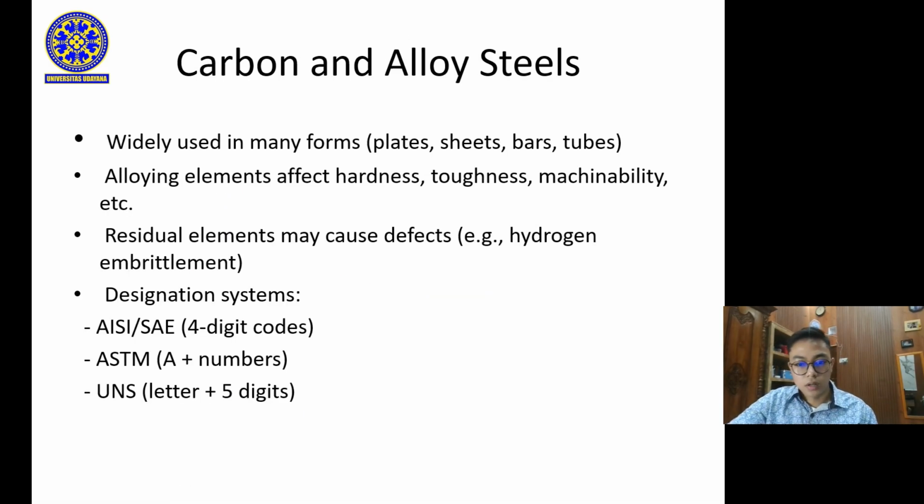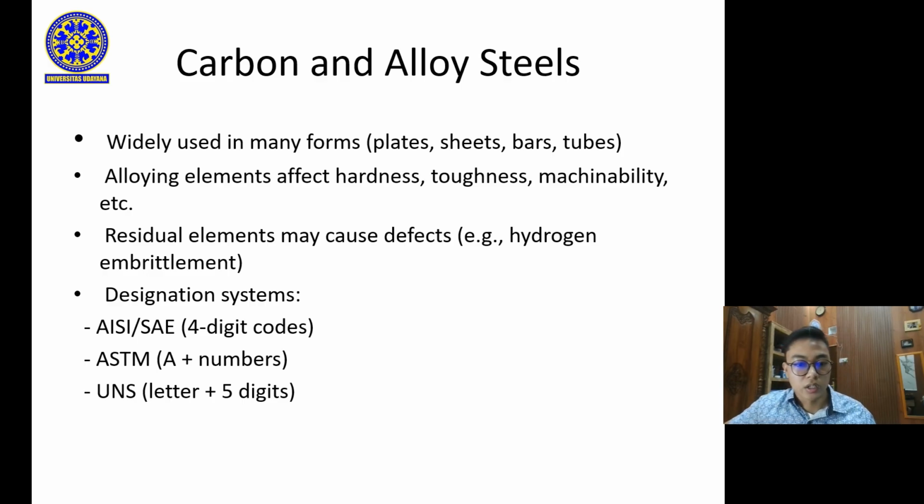Carbon and alloy steel is the most common ferrous metal. It has alloying elements like chromium, nickel, molybdenum, and vanadium. They are used to improve strength, toughness, machinability, or corrosion resistance. And they may have residual elements that may cause defects, like hydrogen embrittlement.